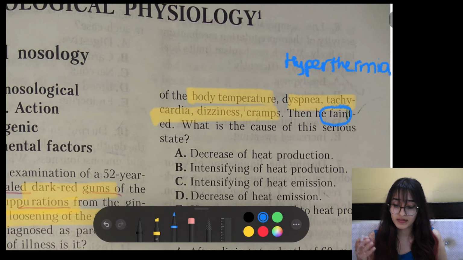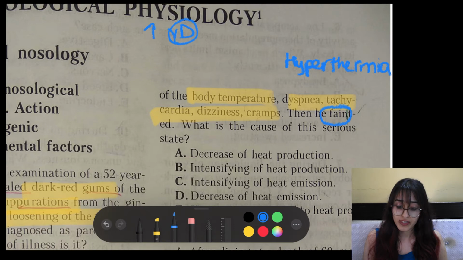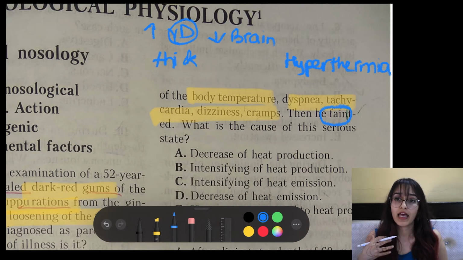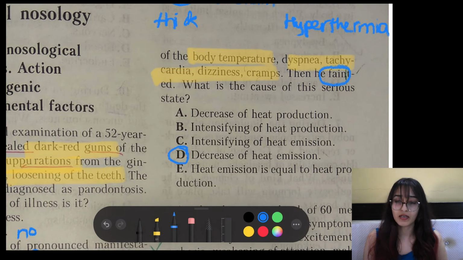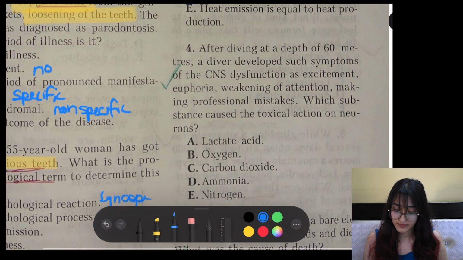So due to whatever reason hyperthermia develops, in the compensation stage there will be increased heat emission, and that will be mainly because of vasodilation and decreased heat production. Now since there is vasodilation, there is already decreased blood supply to the brain, plus the person was wearing a thick uniform. So since he was wearing a thick uniform, the heat couldn't be emitted efficiently, so that led to his fainting. So here the answer is decreased heat emission. Next question.